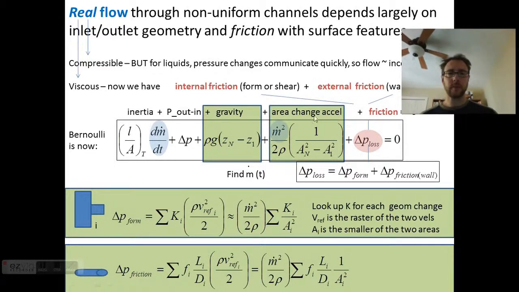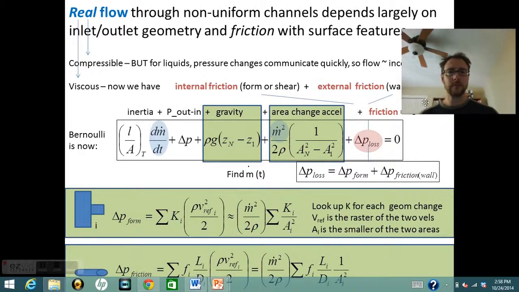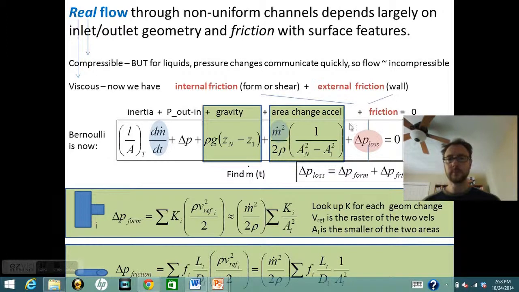So, for real flow, the geometry of the inlet and outlet and the friction with surface features is really what causes a lot of pressure drop as you go in particular through the core of the nuclear reactor. So in reality we do have a compressible fluid, but it's just very slightly compressible. So we're really going to say, even for our real water flowing through a reactor core, we can treat it as incompressible with high accuracy.